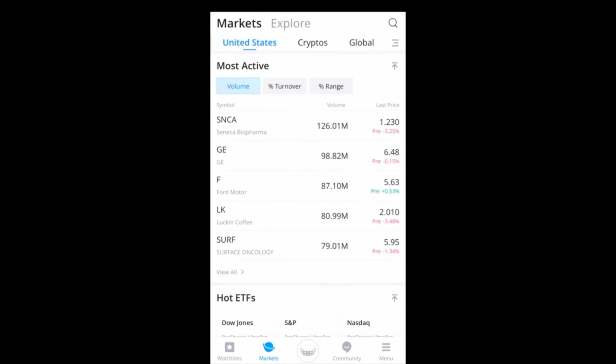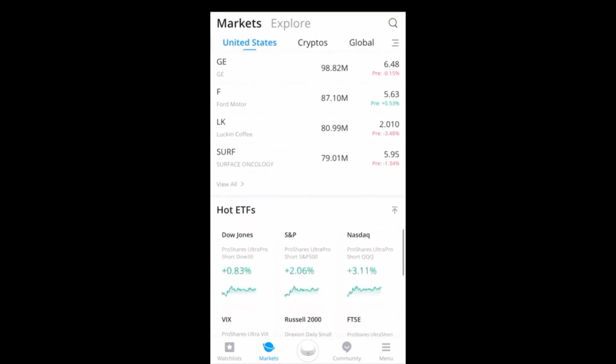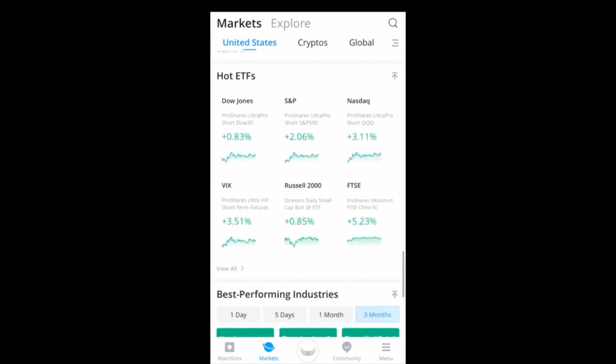And so these are normally big companies, or it may just be a company that's being traded a lot today because of some news, and that news could be good or bad. You can also look at the hottest ETFs, so which ETFs are being bought and sold the most. So you have the Dow Jones, the S&P 500, the NASDAQ, the VIX, the Russell 2000, and the FTSE.